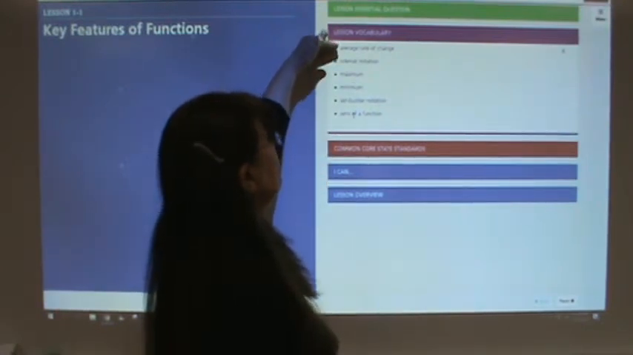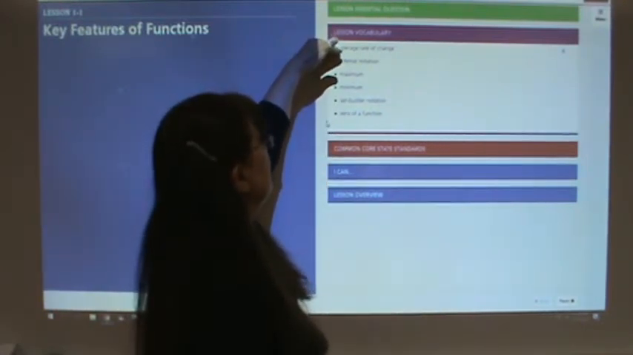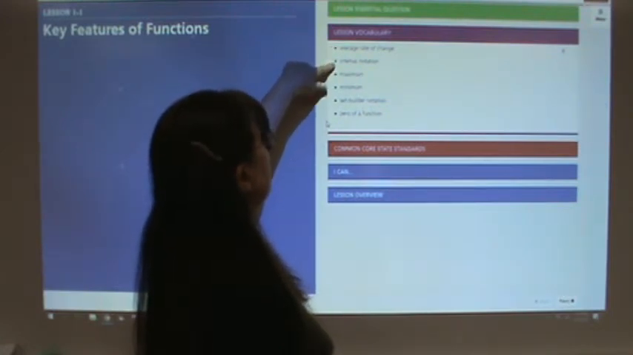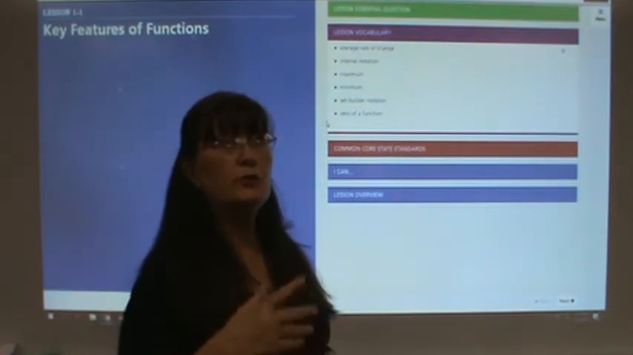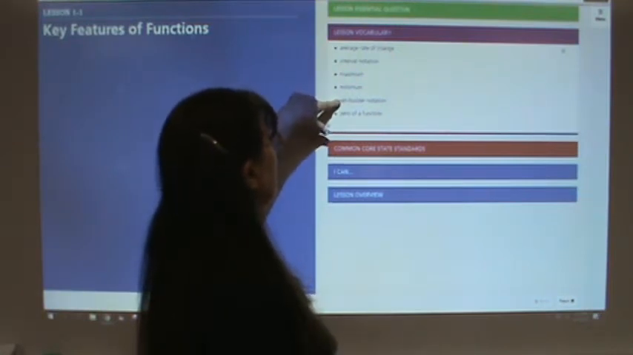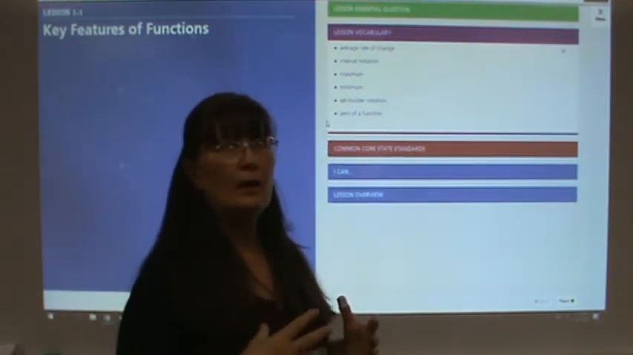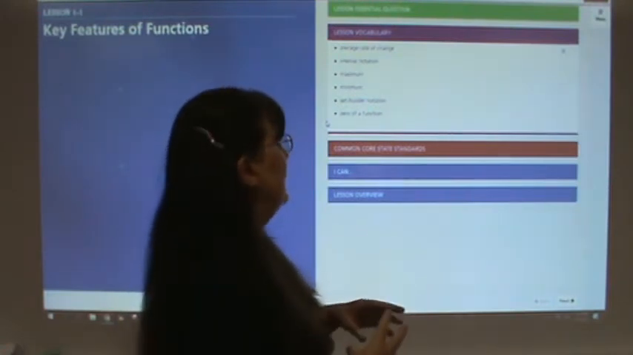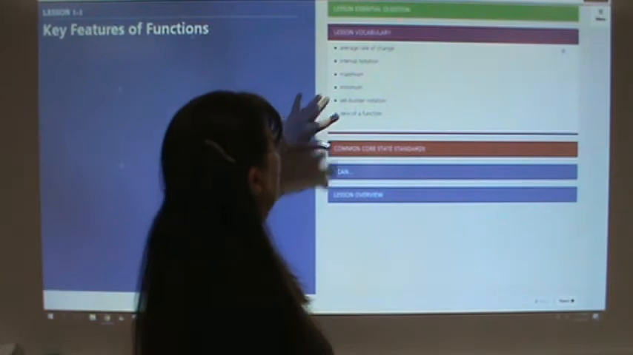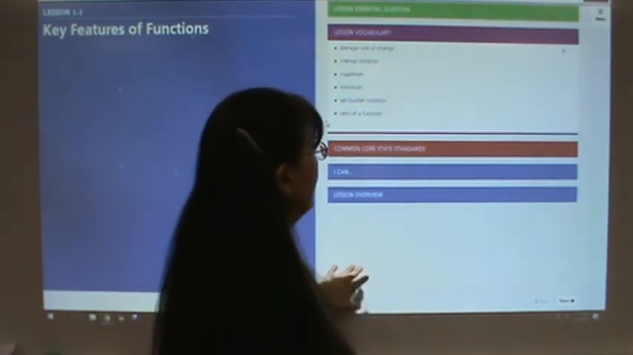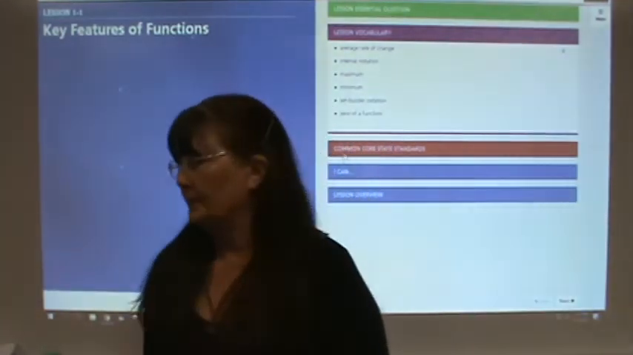Average rate of change, you should have learned in Algebra 1. That's the same as slope. Interval notation, we'll get to that later. Maximum and minimum have to do with a graph. We'll get to those later. Set builder notation is another way of explaining the domain and range of a graph. And zero of a function, we'll get into that later also. All right, the next thing you're going to do is click on the next.